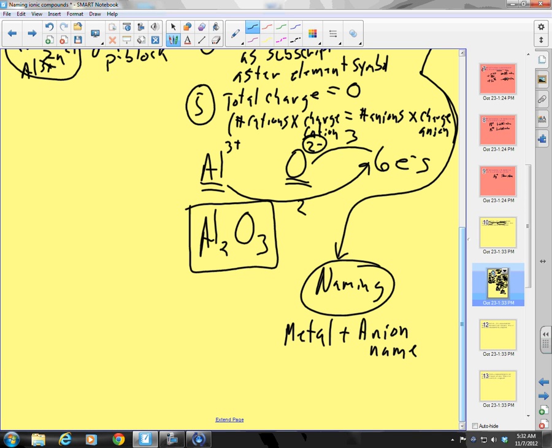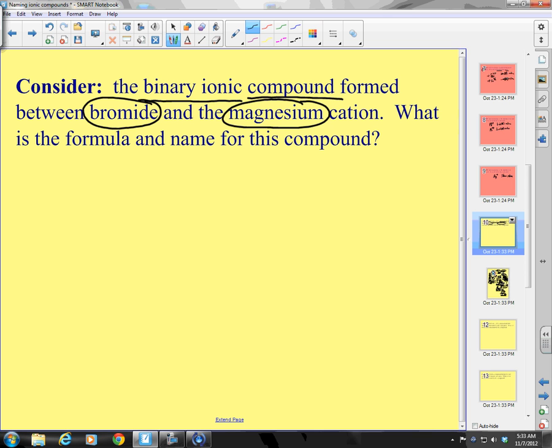So my metal is what? Aluminum. And what's my anion name? Well, it is oxygen. So we start off with my stem ox, and we put what? Ide, because it is an anion. And so this would be aluminum oxide. That's all there is to it. Good. All right. Back to our question.